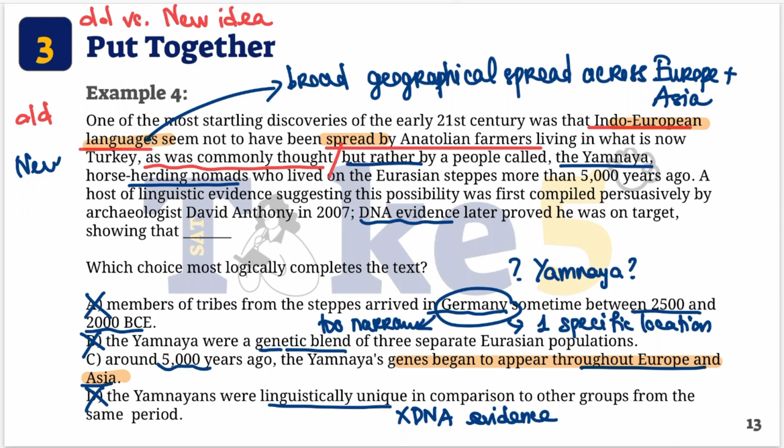The leap here is slightly larger. You have to connect genes spreading throughout Europe and Asia to language spreading, but it's a safe one. If the Yamnaya's genes are showing up everywhere, it means they migrated everywhere, and migration is exactly the mechanism by which they would have carried their language with them.